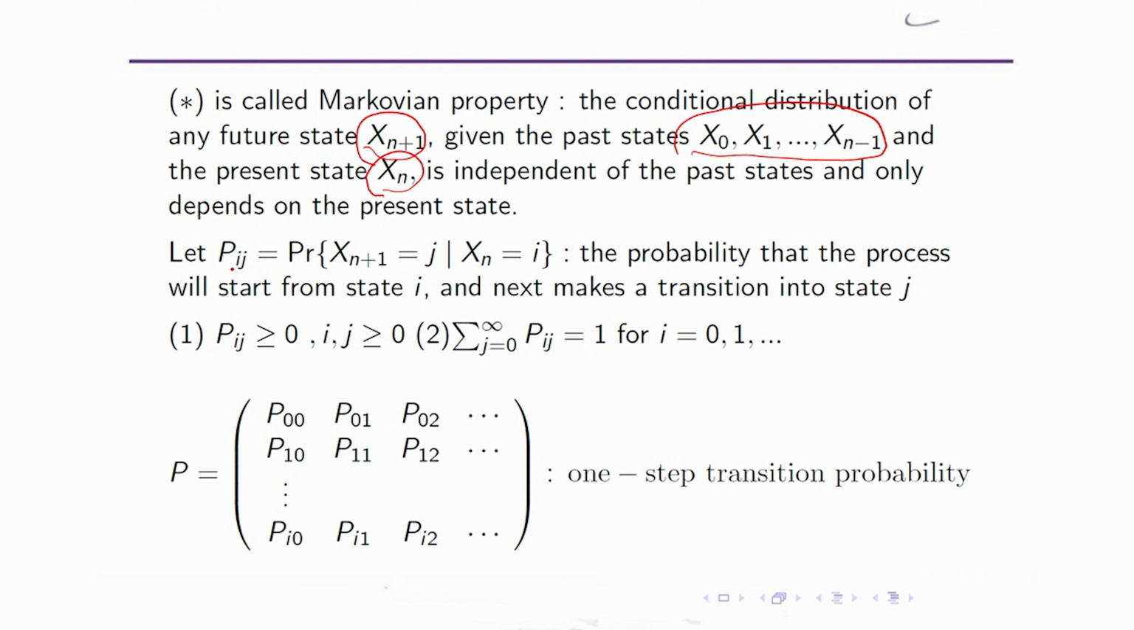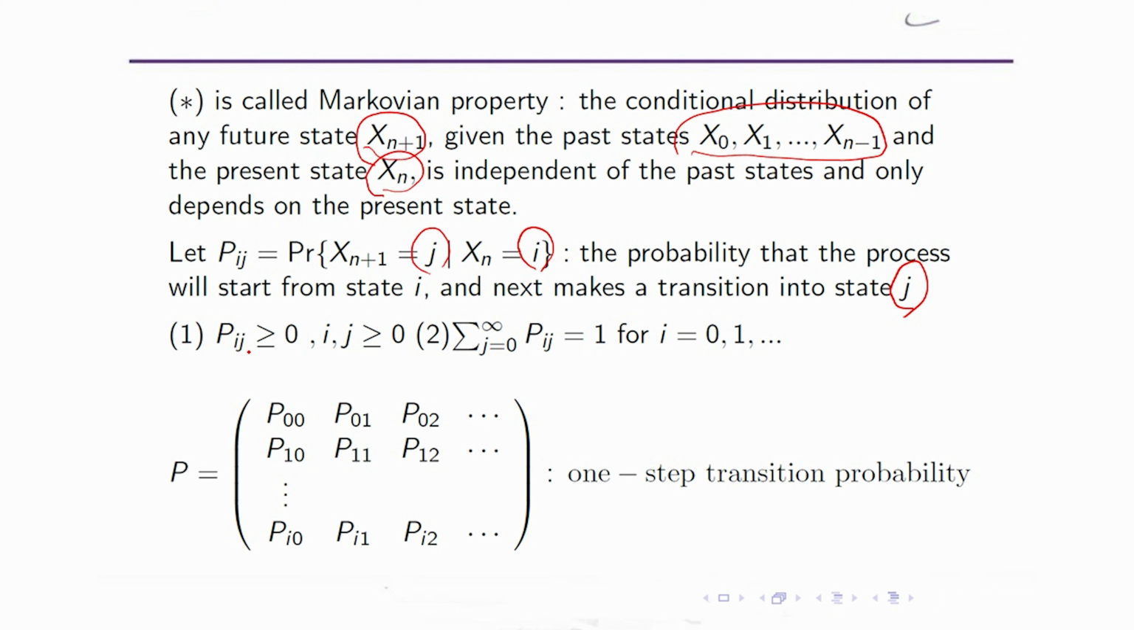So we let P_ij represent the conditional probability X_{n+1} = j, conditioned on X_n = i. We use P_ij to represent the probability that the process starts from i and next makes a transition into state j. So from X_n to X_{n+1}, we start from i, and the next step we go to j. And this P_ij satisfies the following two properties.